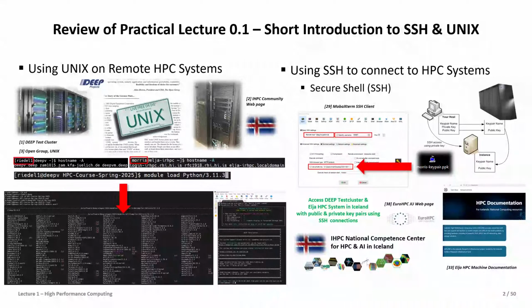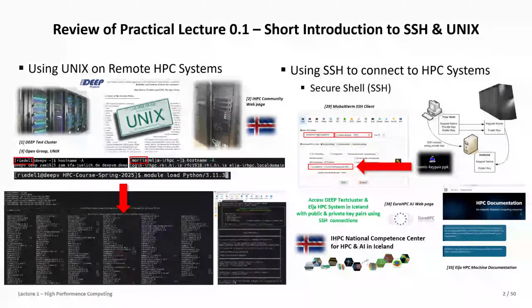Both Unix and SSH are usually taught in operating systems courses, or in other basic courses. So here I just brought with the last lecture, hopefully, a little bit of the idea of how that generally works. When you want to access, as we had the last time, the DEEP system, this test cluster we're going to use in the course, or our own system here in Iceland, Elja, then the way you use it with SSH would usually be via so-called SSH keys, right?